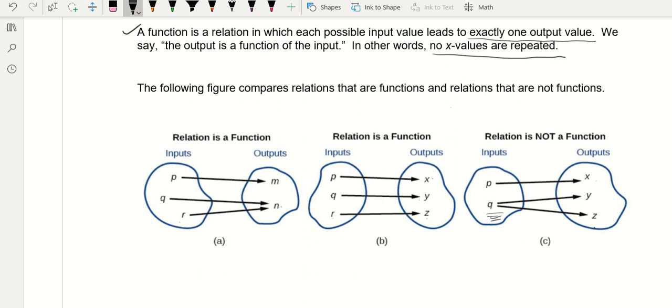All right, so if we look at a couple of these comparisons that I have here, P is with M, Q is with N, R is with N. This is considered to be a function.